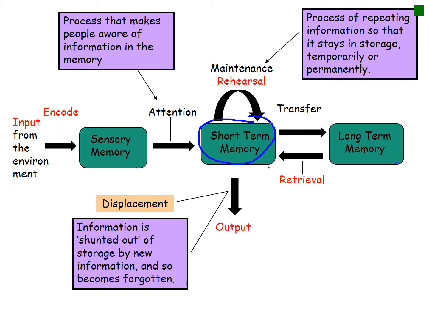What happens is information is often forgotten from short-term memory, and that's why we say it has an output down here. So you're not able to remember every single thing that you're told within short-term memory. However, what they're suggesting within the multi-store model is that if you rehearse that information in short-term memory, you're able to transfer it into your long-term memory.